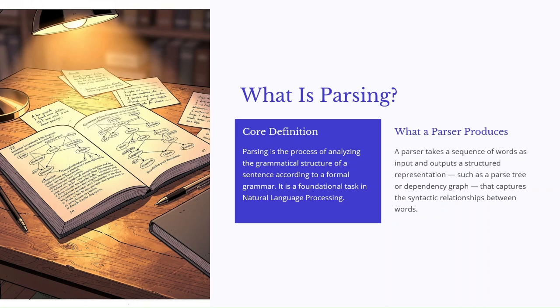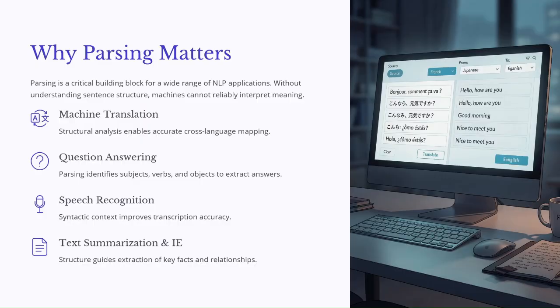So what does the parser produce? It takes a sequence of words as input and outputs a structured representation in the form of a parse tree or a dependency graph. So this creates the relationships between words, how each and every word is related to each other. That can be understood based on this parse tree or dependency graph.